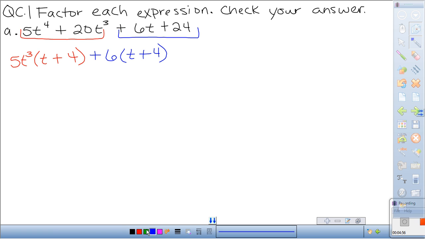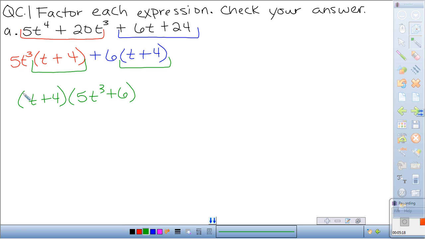Notice again what happened. We ended up with this common factor here, this common term of t plus 4. So I'm going to pull out that t plus 4, so I have t plus 4 times, and then I just combine these together to make another binomial, 5t cubed plus 6.